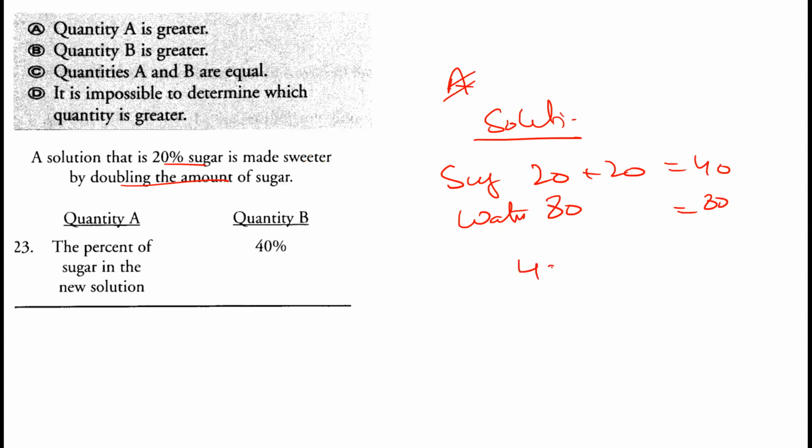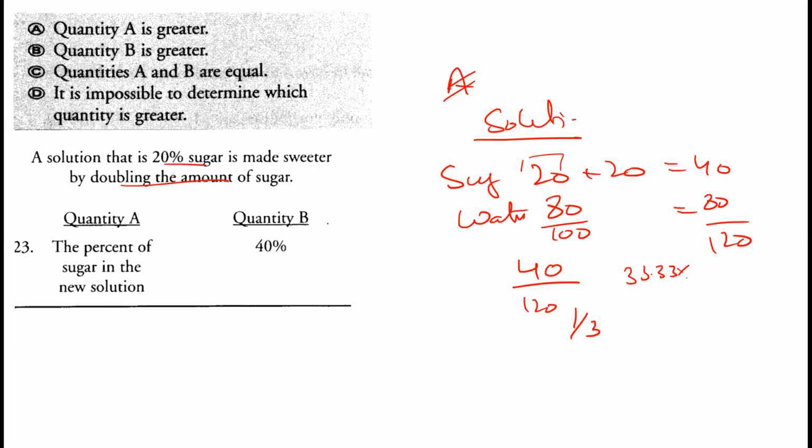So 40 divided by the total amount, which would now be 120. If we have 20 sugar and 80 water, the total amount is 100. Now if we are adding 20 sugar more, the total amount would be 120. So 40 divided by 120 is 33.33%, or 1 by 3.